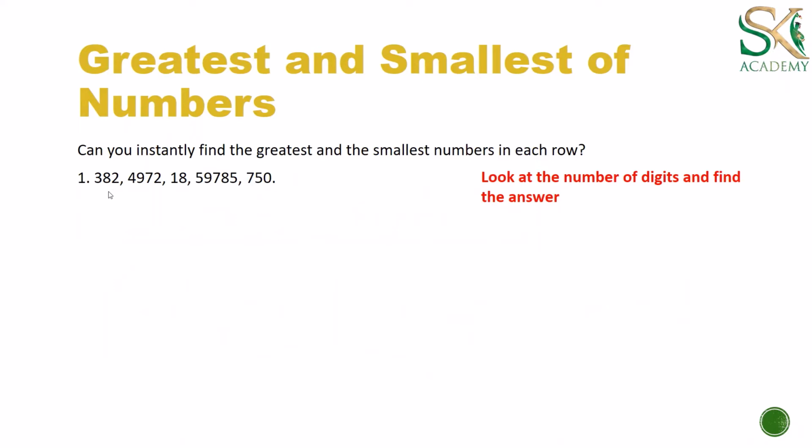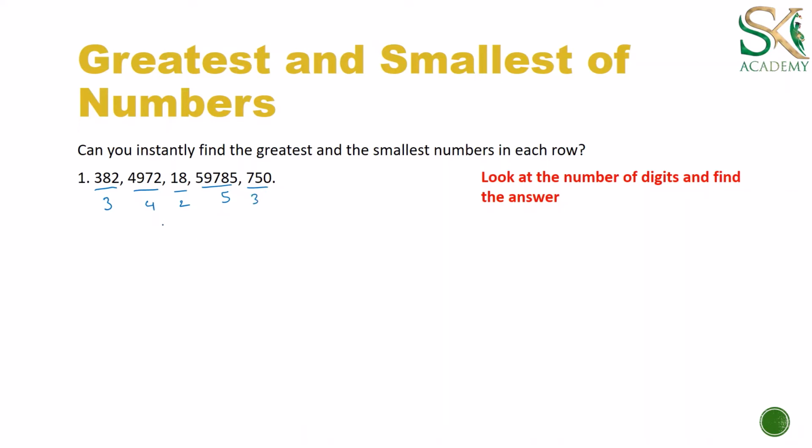Now let us see this example. You have been given five numbers, and if you are asked to find the greatest or the smallest number, how do you do that? You can do that by first checking how many digits each number has. This has 3 digits, this has 4 digits, this has 2 digits, this has 5 digits, and this has again 3 digits.